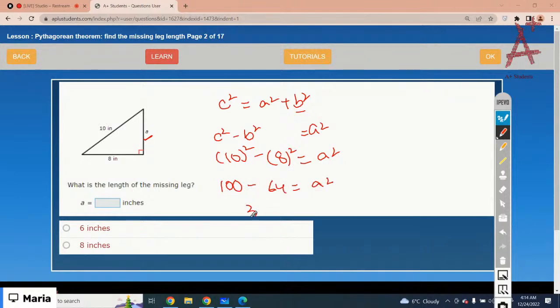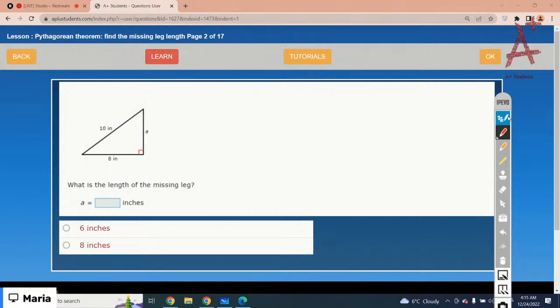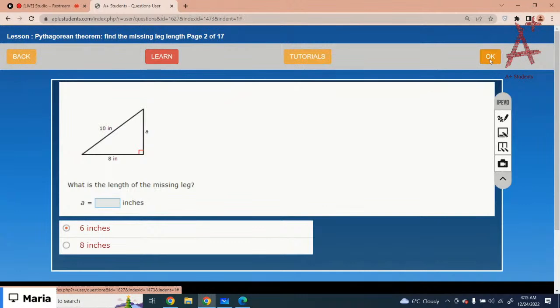So 100 minus 64 is 36 equals a square. Got it? That means a equals 6. Got it? So that means the missing side length equals 6. So just select the correct option and click on the OK button.